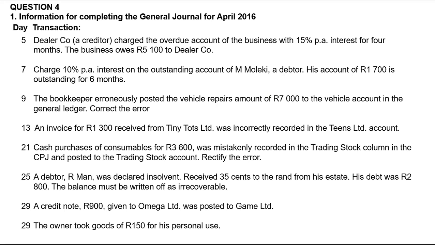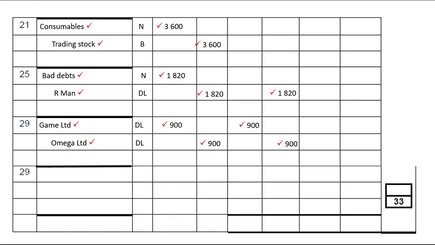Okay. On the 29th, it says the owner took goods of 150 for his personal use. So we debit trading stock. No, we debit drawings and credit trading stock. Okay. And that's what we're going to have. And you get your totals, and that's it.